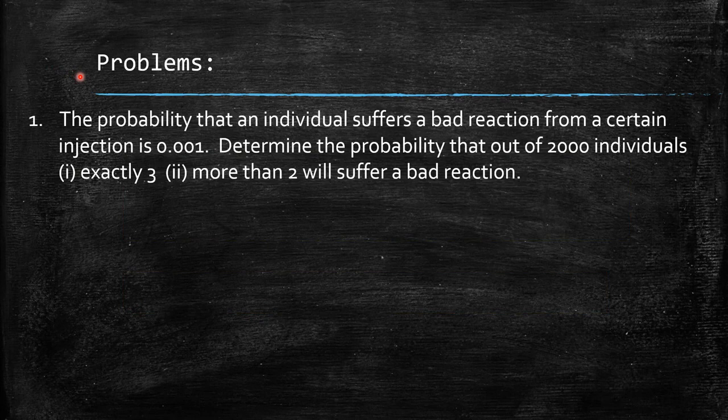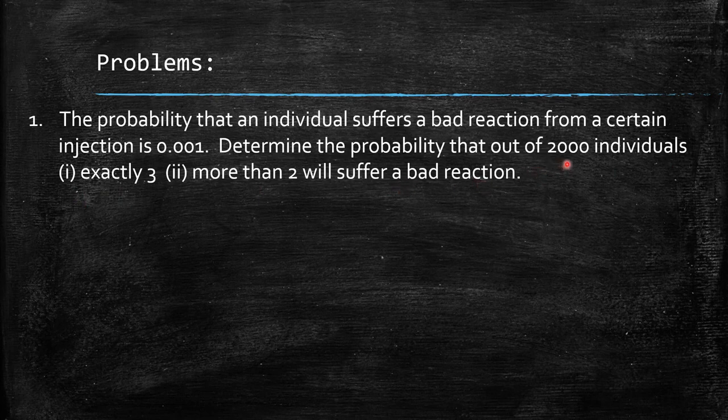Next we take problems on the Poisson distribution. Problem number 1. The probability that an individual suffers a bad reaction from a certain injection is 0.001. Determine the probability that out of 2000 individuals, exactly 3, more than 2 will suffer a bad reaction.